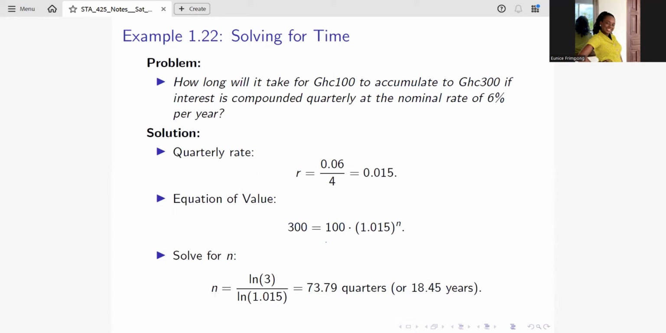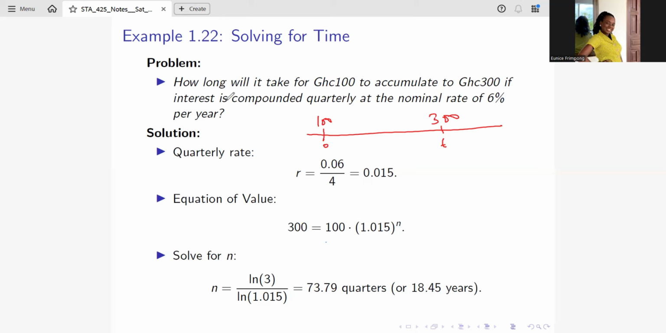So let's know the quarterly rate, which is 0.06 divided by 4, 0.015. Now, let me draw my timeline as usual. How long? So I'm looking for time. I have 0 here, I have T. How long will it take for 100 invested now to accumulate to 300 at time T if the interest rate is 6% compounded quarterly?